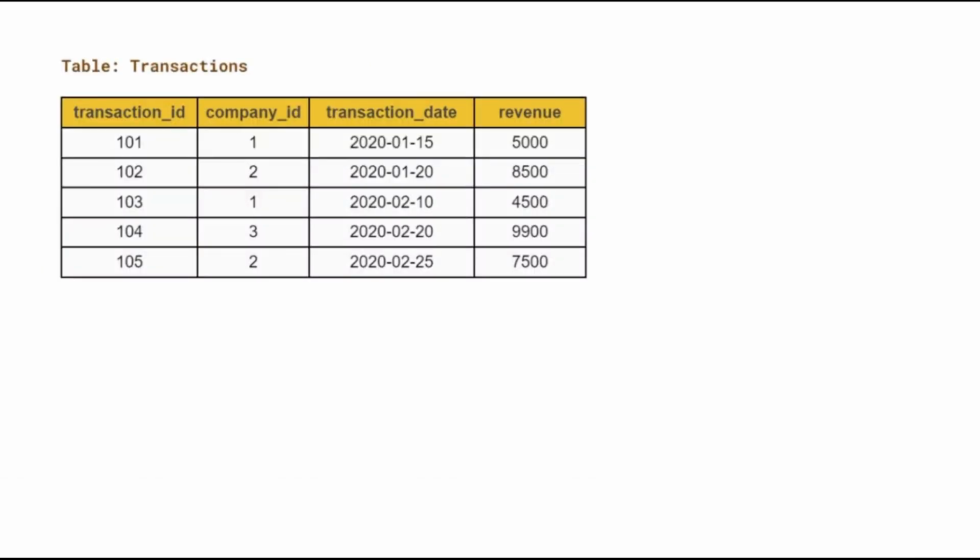So we have two tables. The first one is the transactions table that contains records for various financial transactions made by different companies. This table has columns: transaction ID, which is a unique identifier for each transaction; company ID, which is again an identifier linking the transaction to a specific company; transaction date, which is the date when the transaction occurred; and revenue, which is nothing but the revenue generated by the company in that particular transaction.